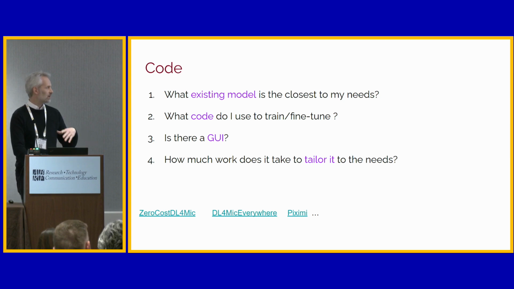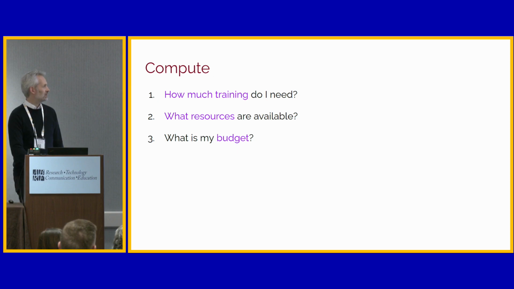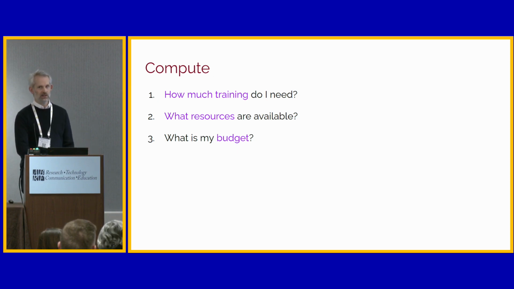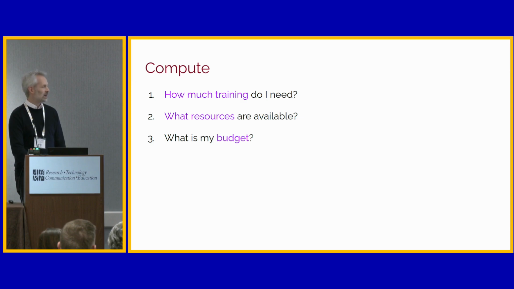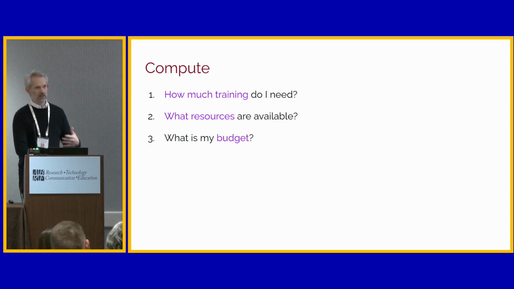When you focus on code, what existing model would be the closest thing to what I need? What can I use to fine tune? And we've seen a number of examples that have been shown so far that allow you to do this directly in the software itself. Is there a graphical user interface? All of these play a role in making a decision. And how much work does it take to tailor it to the needs? In terms of compute, how much training is good enough? When do I stop the training? And what resources are available? And of course, what is the budget? A lot of these depend on the budget, and then you have different paths of choices.